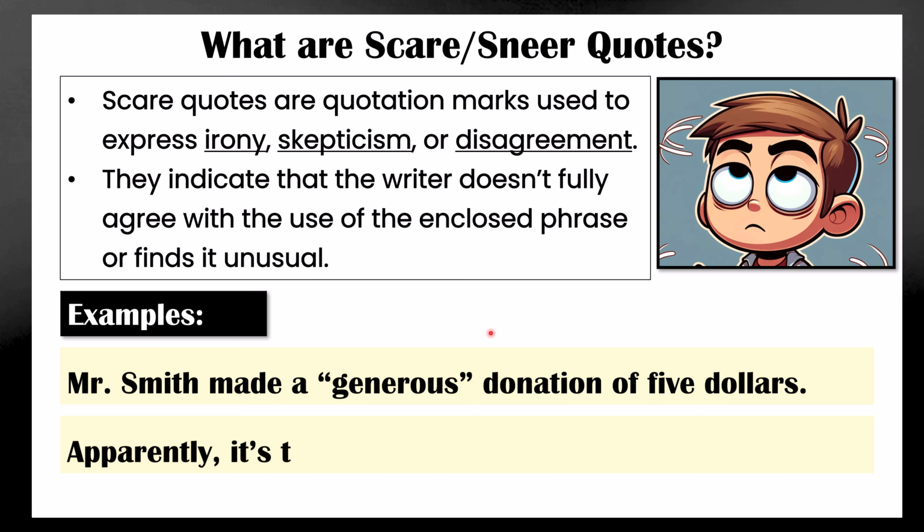Another example. Apparently, it's the "best" coffee in the world. In the second example, we have scare quotes around best. And this is indicating that the writer is skeptical about the claim that it's the best coffee in the world. It's probably not the best coffee in the world, and it's just marketing. So in both of these examples, the scare quotes indicate that the writer doesn't actually agree or is skeptical of the phrase in between the quotation marks.